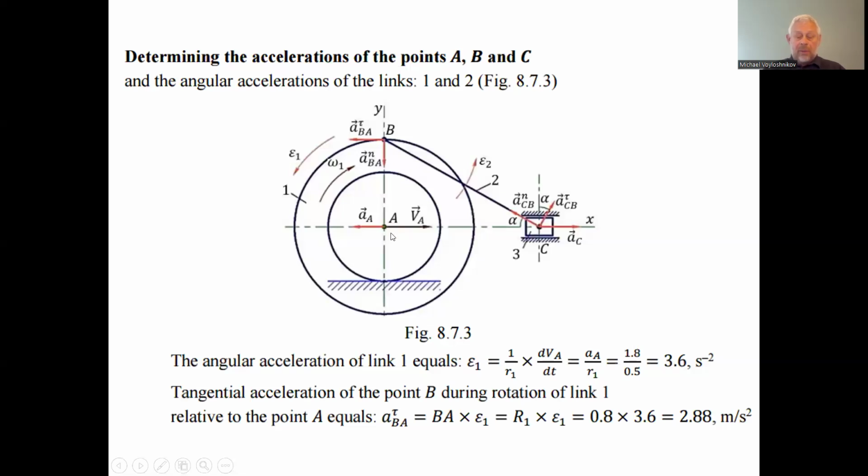So all accelerations we can find as the acceleration of one point, the pole, that is the linear acceleration, plus the relative acceleration of the other point. We have two relative accelerations, the tangential and the normal, in the motion of point B relative to point A. The size BA, R1, multiplied by epsilon 1, is equal to 2.88 meters per square second. This is the tangential acceleration of B relative to A.